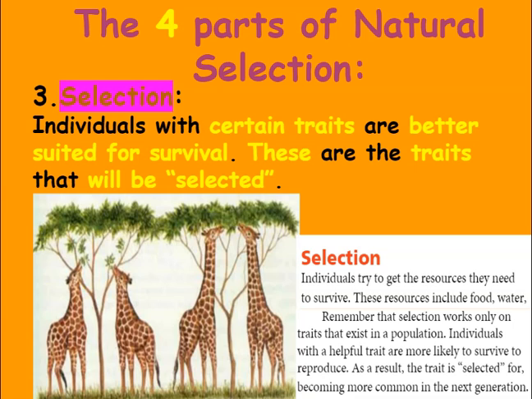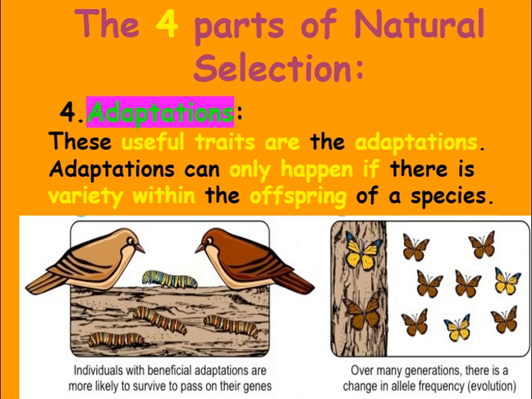And that's an obvious one with the giraffes there too. Okay, so which trait do you think got selected for? If you're talking about giraffes being successful at the tallest branches there, right? It's fairly obvious. And then finally, it's adaptations. So the useful traits are the adaptations. And adaptations can only happen if there's a variety within the offspring of the species. So when you have that variation, that leads to adaptations.